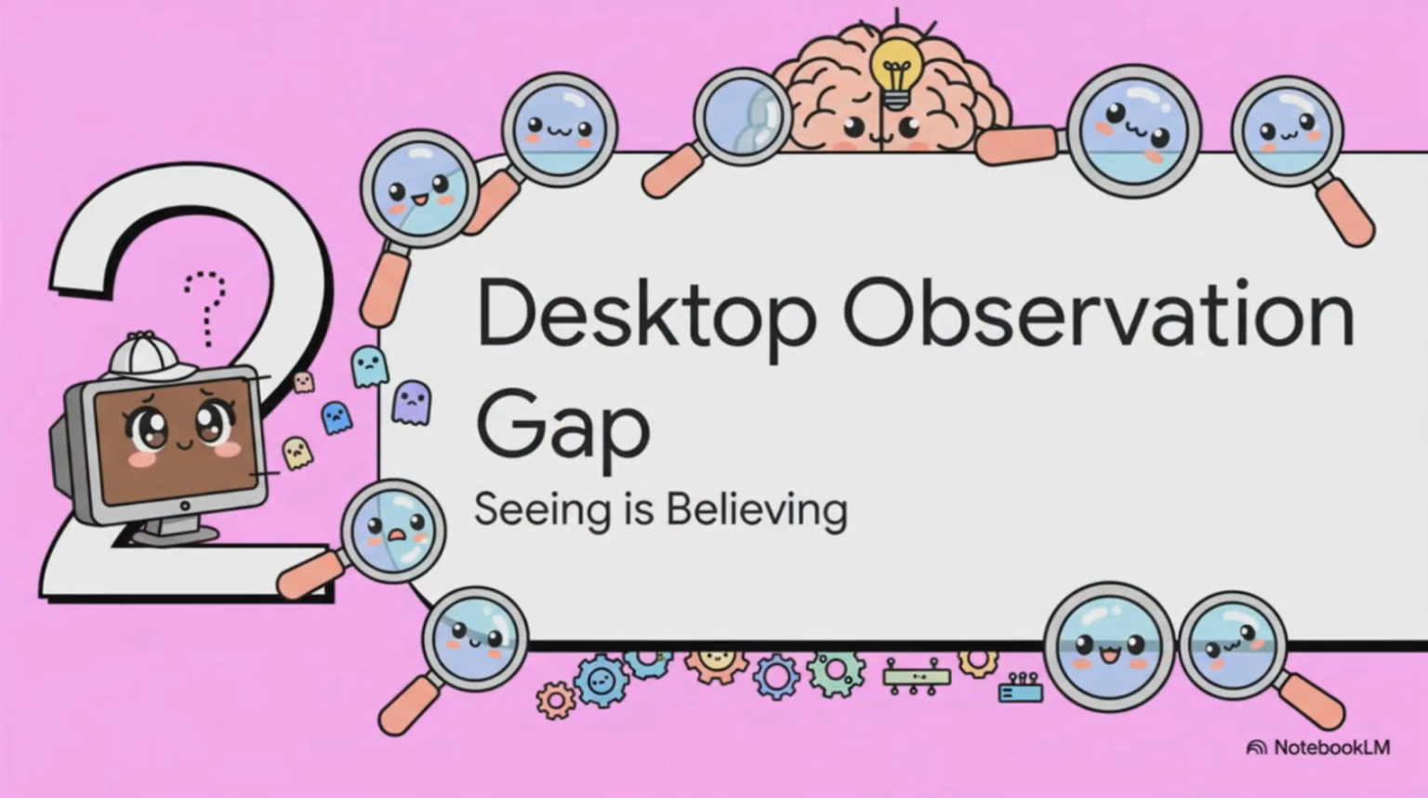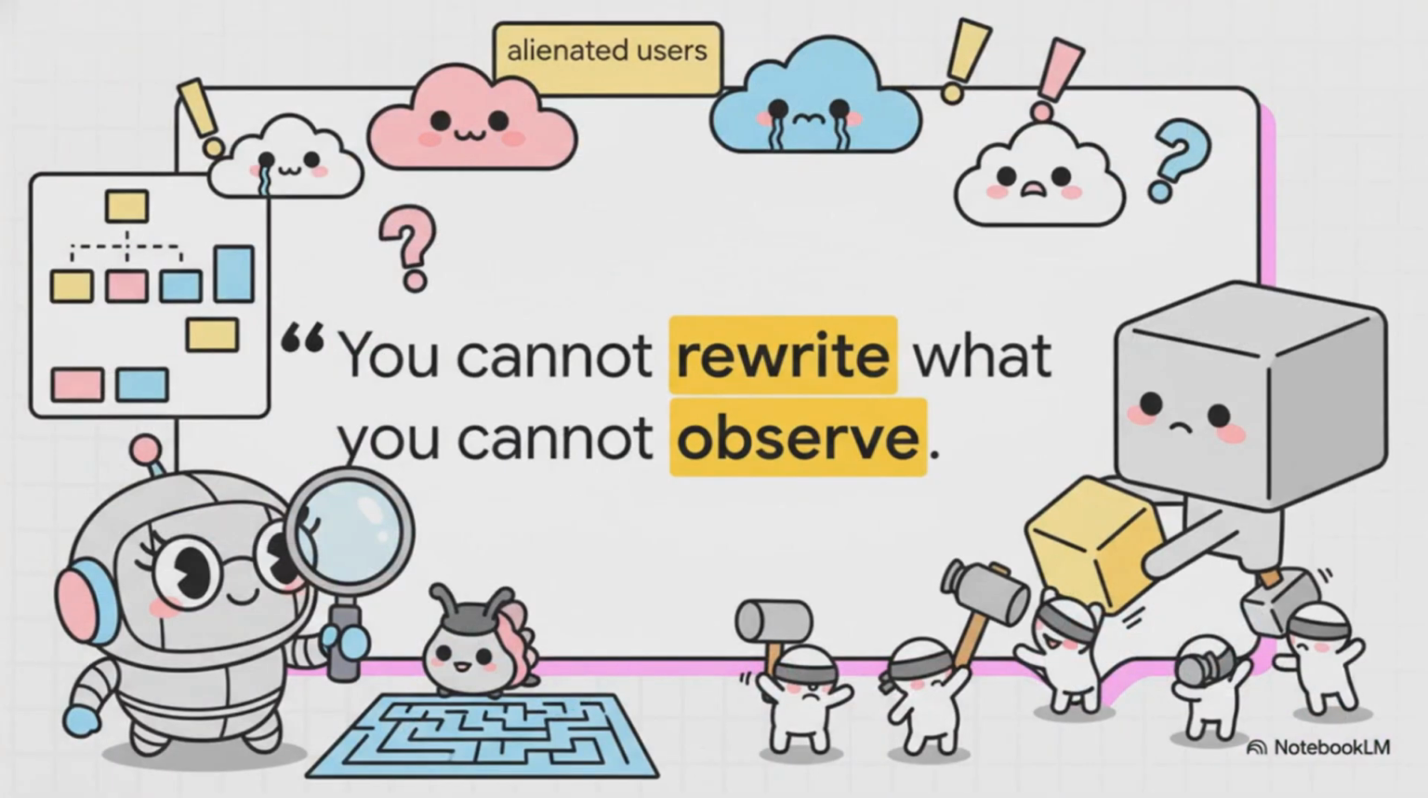Which leads us straight to the core issue, the desktop observation gap. The fundamental reason these modernization projects stall out and ultimately fail is that we are literally trying to rebuild a system that we cannot fully see. This right here is the central rule. You cannot rewrite what you cannot observe. It's as simple as that.